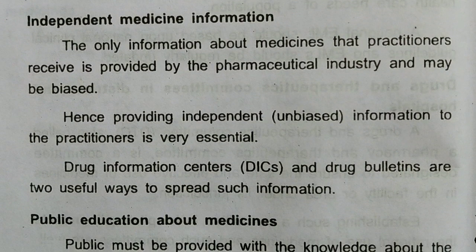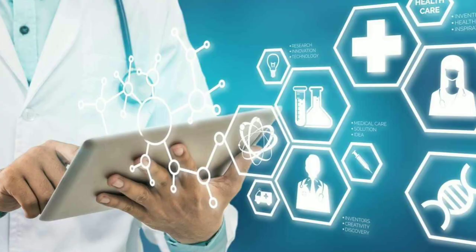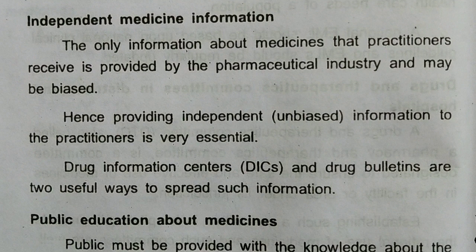Independent medicine information. The only information about medicines that practitioners receive is provided by the pharmaceutical industry and may be biased. Hence, providing independent, unbiased information to the practitioner is very essential. Drug Information Center (DIC) and drug bulletins are two useful ways to spread such information.